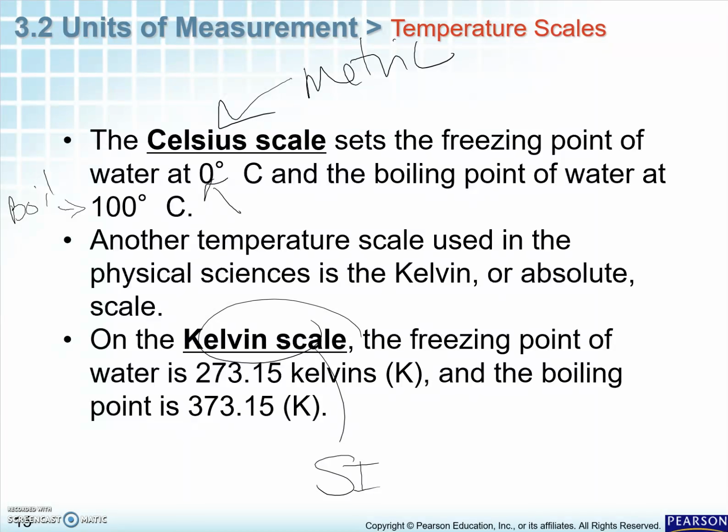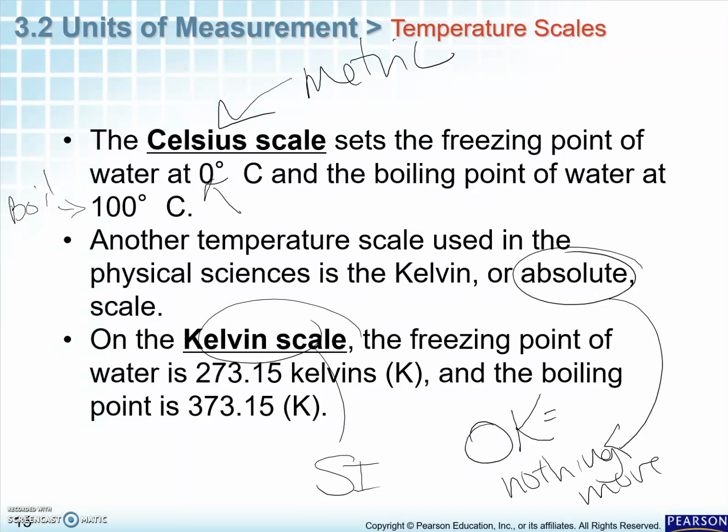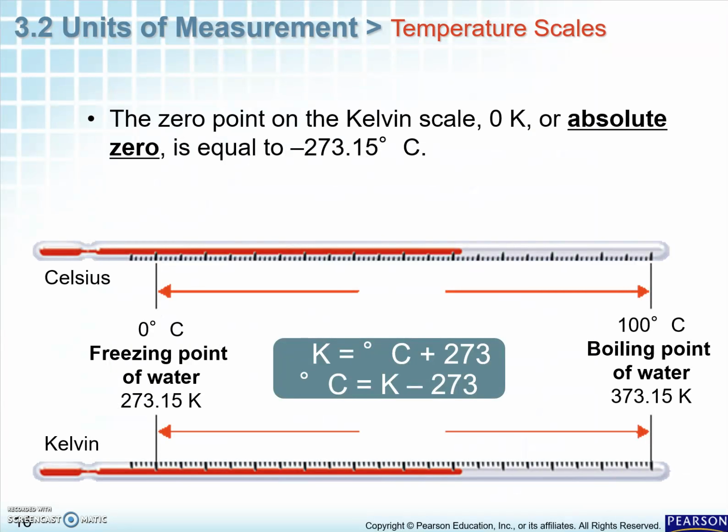Now, the Kelvin scale is an absolute scale. So that means an absolute scale means at 0 Kelvin, nothing moves. And when I say nothing, I mean no atoms are able to move. So that's why they like to use Kelvin as the SI system. You can actually look at the atomic level. So the freezing point of water is 273.15 Kelvin, and the boiling point is 373.15. To learn how to convert between those two, we have this great example here.